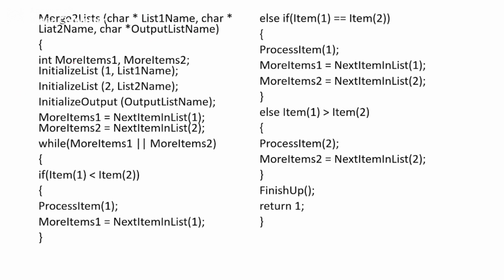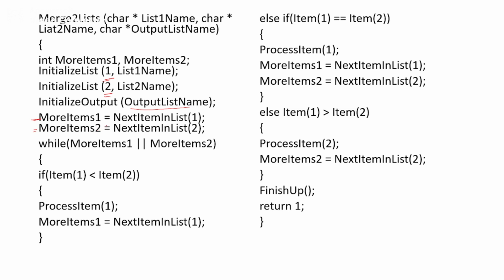Merge two lists: you will have the list 1 name, list 2 name, and output list name. And as you have more items 1 and more items 2, initialize list 1 with the list 1 name, list 2 with the list 2 name, and the output list with the output list name. Now, if there is something in list 1, that will be copied over to more item 1, and if there is something in list 2, that will be copied over to more item 2.